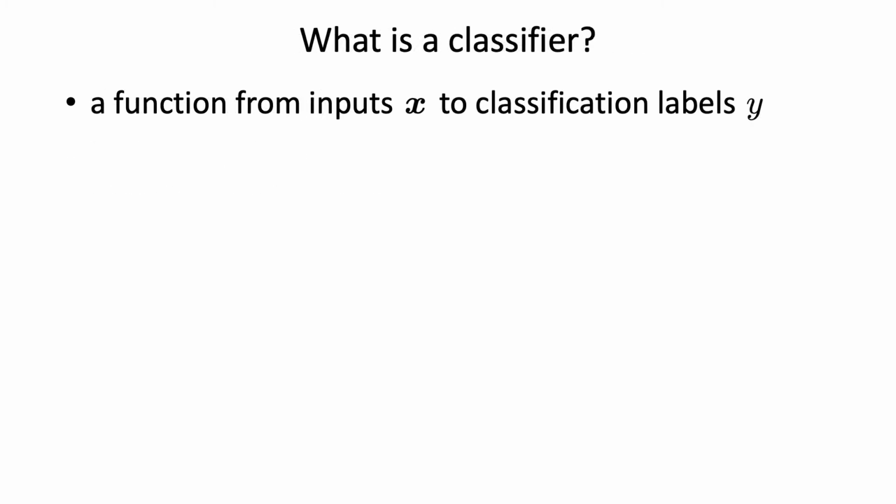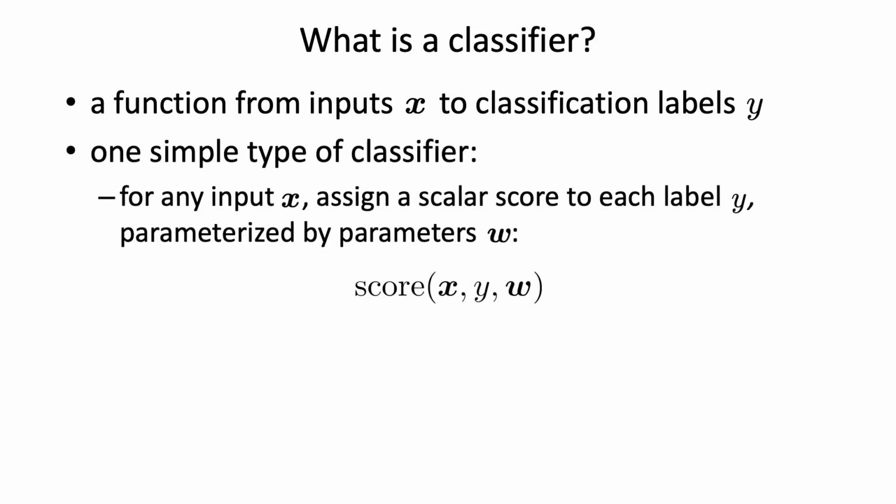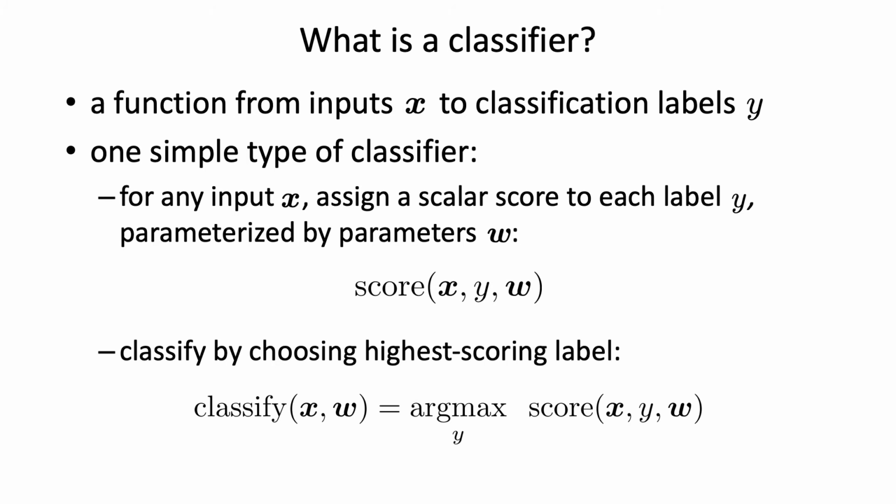Then what is a classifier? Well, we'll think of it as a function from inputs X to classification labels Y, and we'll focus on one simple type of classifier. The key ingredient is a score function that for any input X and candidate label Y returns a scalar score computed using parameters W. Then the classifier is captured by this classify function that simply returns the argmax of the scoring function over all possible labels.